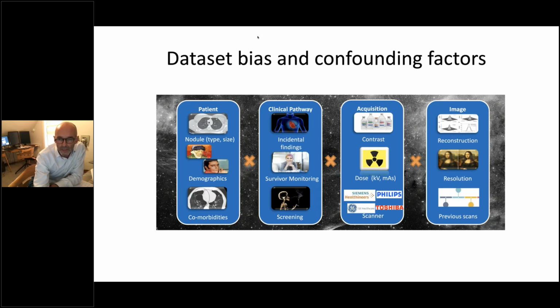So you need to know all of that. You need to know whether you can use it on a Siemens scanner, a GE scanner. You need to know how it was reconstructed, as I've just said, the resolution, and very importantly, does the algorithm take into account the information on a prior scan? Because you do.